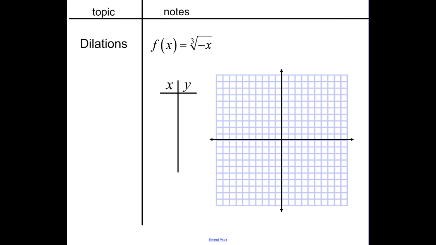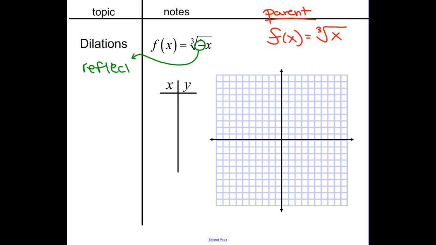All right, now we have to look at this. What's our parent function again? Our parent is f of x equals the cube root of x. What's the change in this? Our change is right there. And since that's on the inside, it's a reflection over the y-axis.